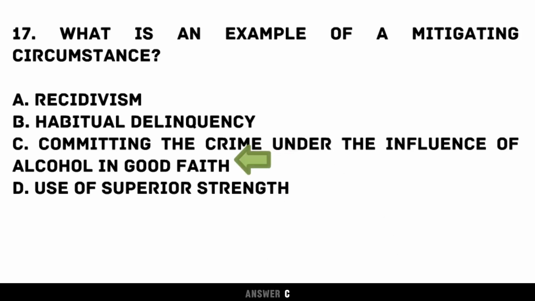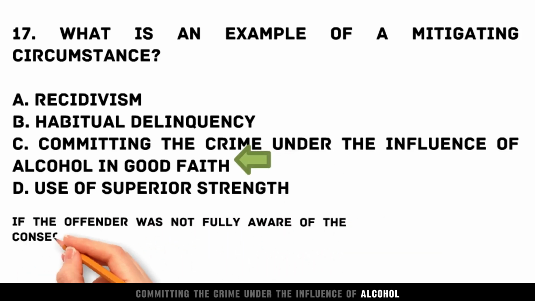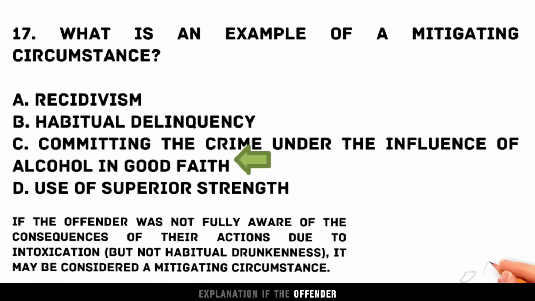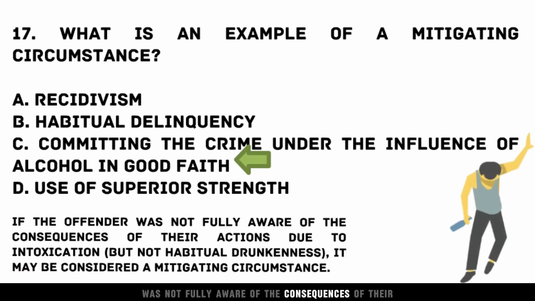Answer: C. Committing the crime under the influence of alcohol in good faith. Explanation: if the offender was not fully aware of the consequences of their actions due to intoxication, but not habitual drunkenness, it may be considered a mitigating circumstance.